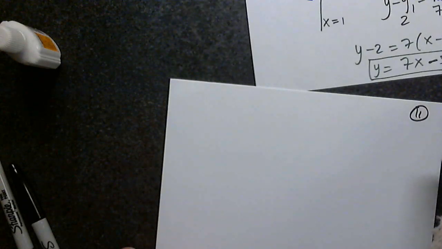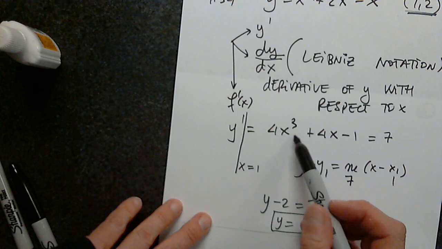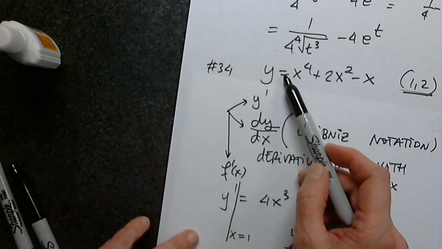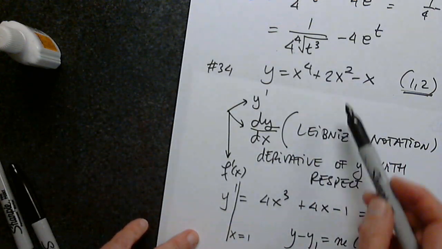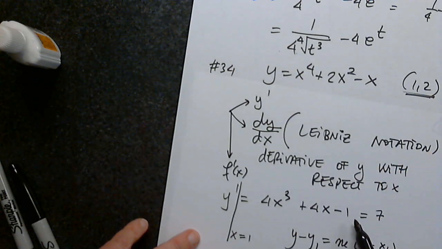Can we go over how you got the y prime? I'm sorry, I was differentiating again. Bring down 4, subtract 1 from the power. Bring down 2, multiply, subtract 1 from the power. Bring down 1, subtract 1 from the power.